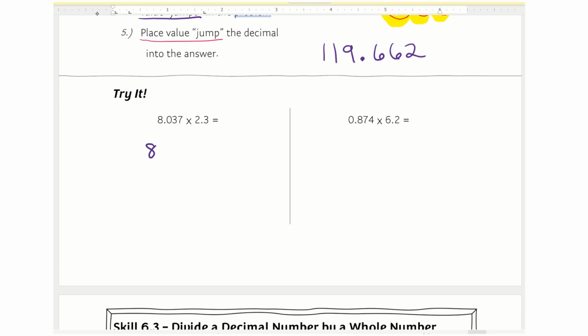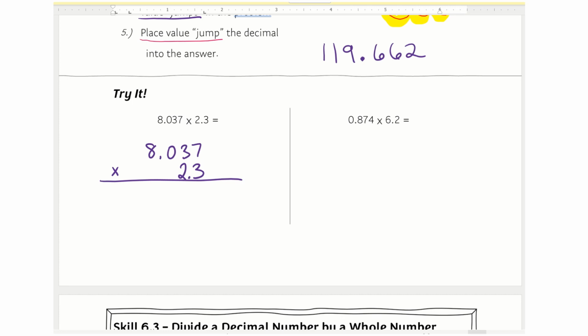I have 8 and 37 thousandths times 2 and 3 tenths. I'm going to set it up like standard algorithm, and I'm going to pretend I don't see the decimal points. I'll say decimal points, I will deal with you later. And then I'm just going to multiply.